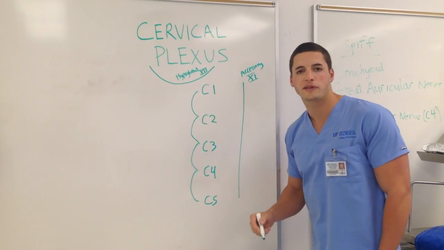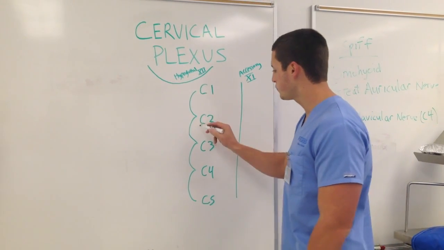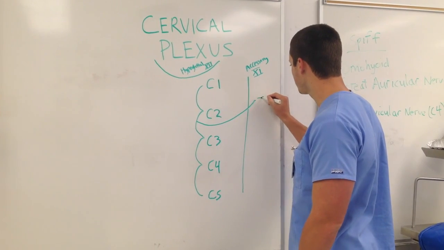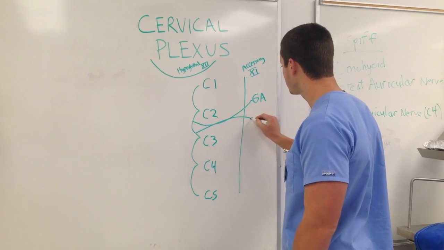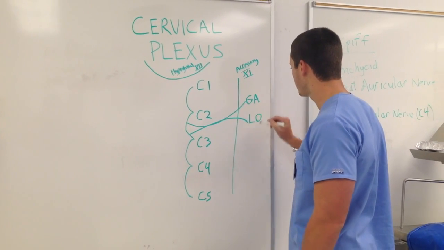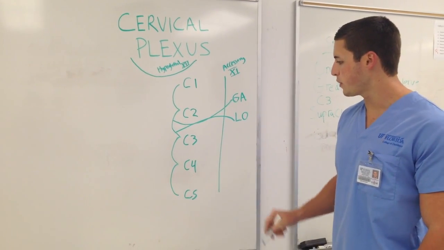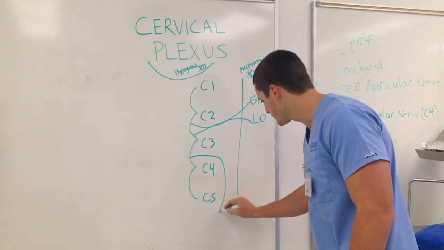All right, next we're going to start off by talking about the cutaneous nerves of the cervical plexus. So first, coming from C2 and C3, we have the greater auricular nerve. We'll abbreviate that as GA. Next, we have the lesser occipital nerve. We'll abbreviate that as LO. Okay, next C3 and C4 are going to give rise to the supraclavicular nerves. We're going to go ahead and branch out like this.